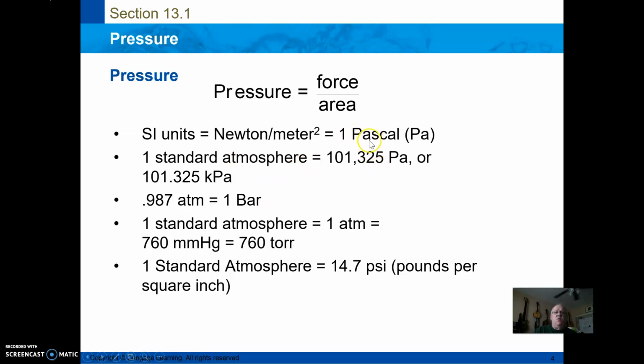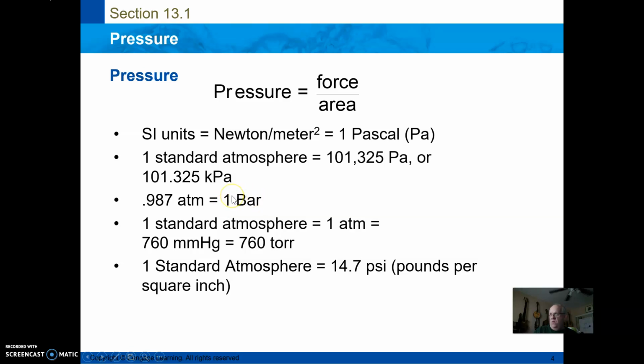The standard atmosphere is 101,325 pascals. You put that kilo on, it makes it a lot easier to write the number down. It's 101.3 kPa. So I gave you the number for bar. That's what you see here in the United States. That's the standard SAE unit, a bar.